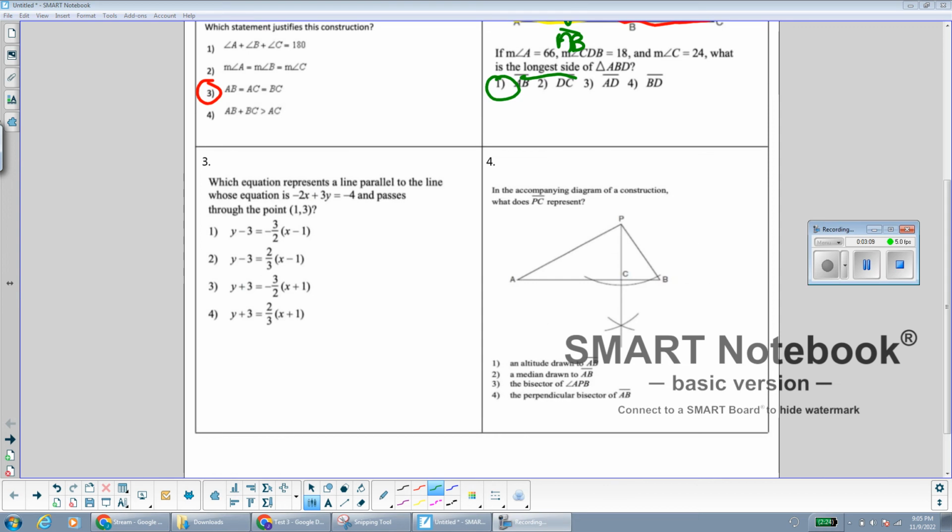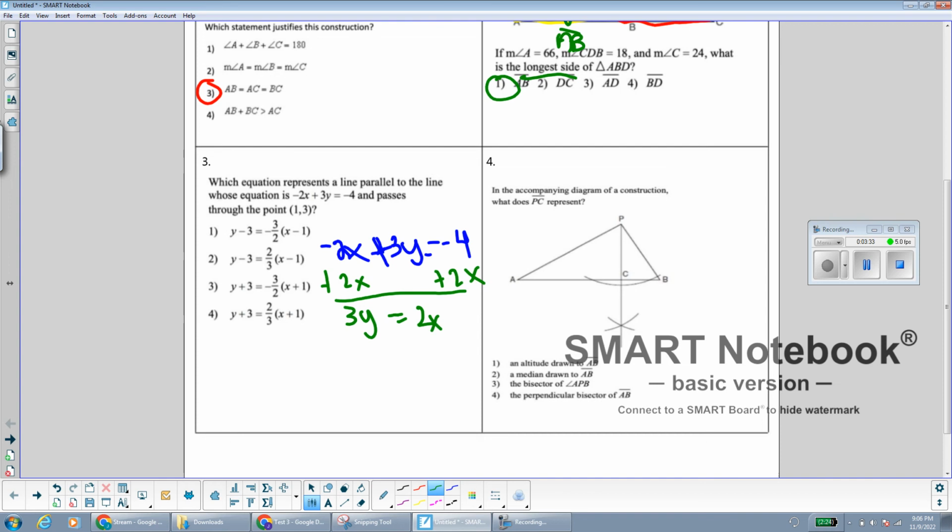In question 3, we want a line parallel to the given line. So the given line is negative 2x plus 3y is equal to negative 4. If we solve for y to clearly see what the slope is, we can add 2x to both sides. 3y is equal to 2x minus 4. Divide everything by 3. We have y equals 2/3 x minus 4 over 3. So the slope is 2 over 3.